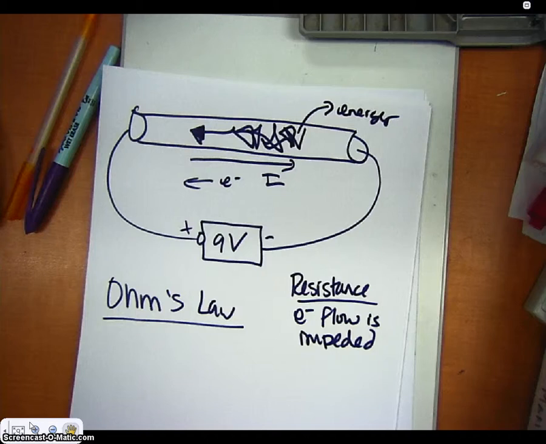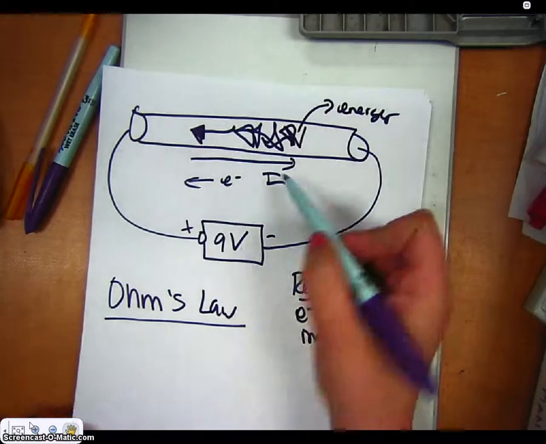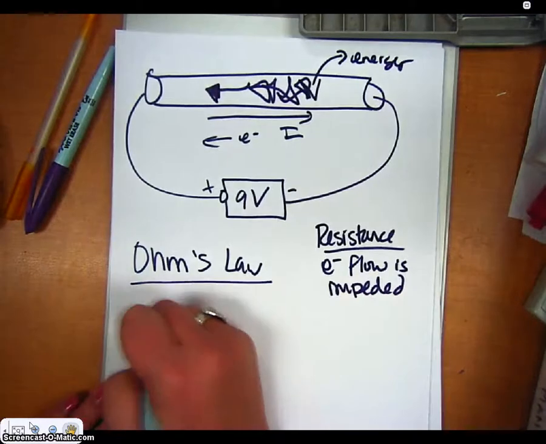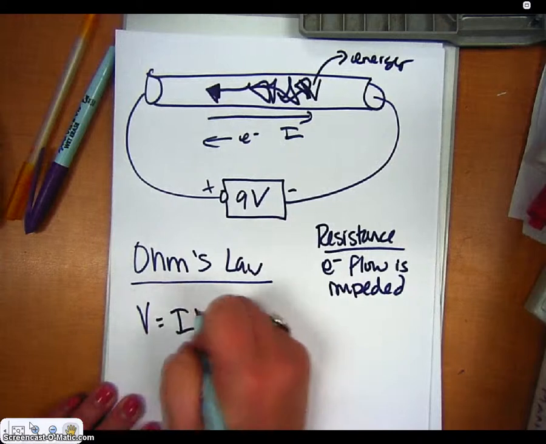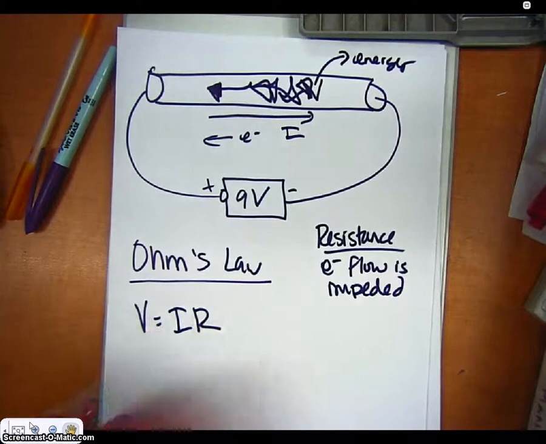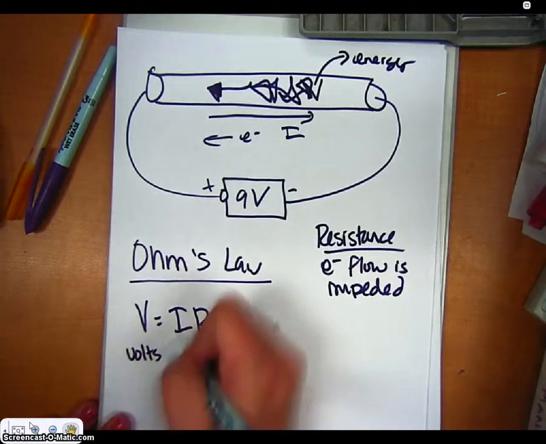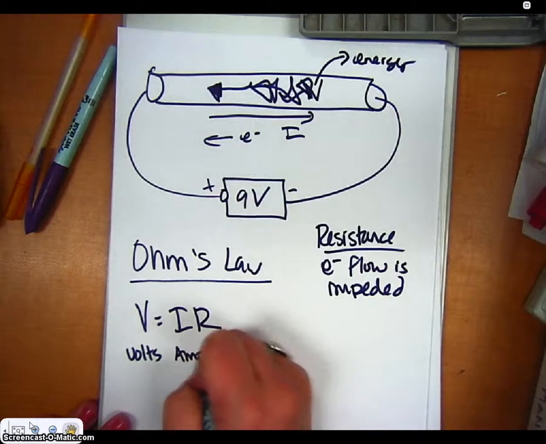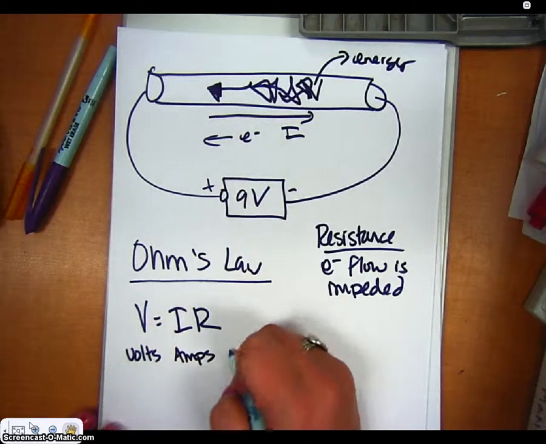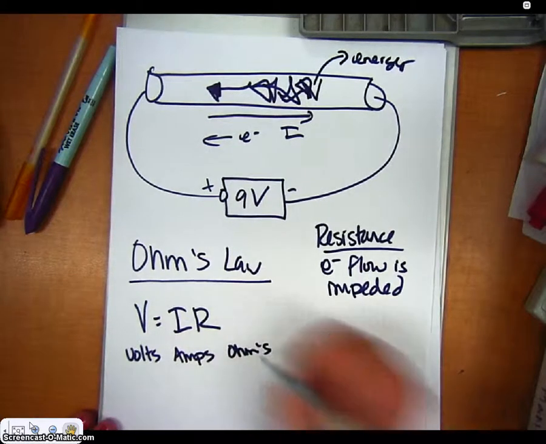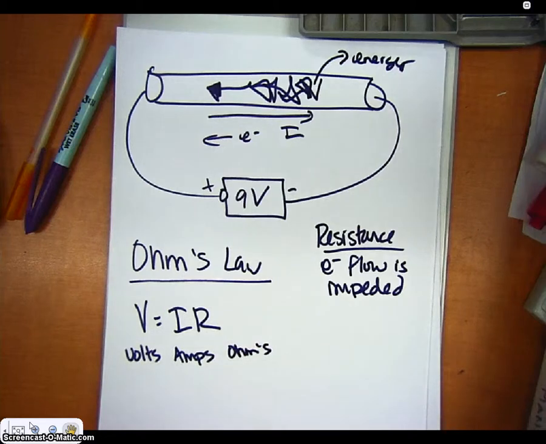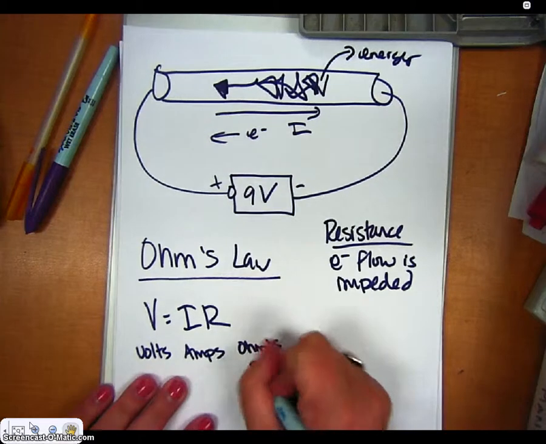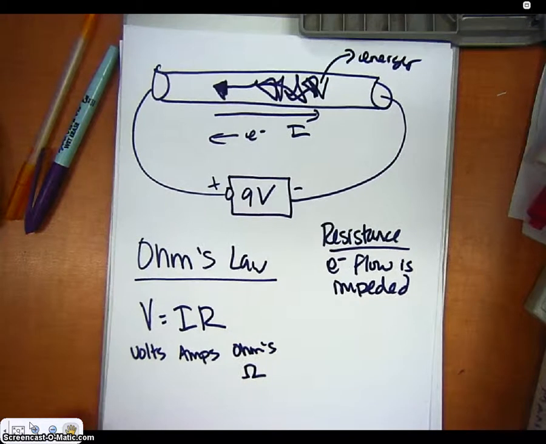So the relationship between volts and current and resistance is that V is equal to IR. This is Ohm's law, where volts is equal to current, remember, which is amps, times R, which is resistance, and the unit we use is called ohms, which is why it's called Ohm's law. And we write it with this Greek letter omega.